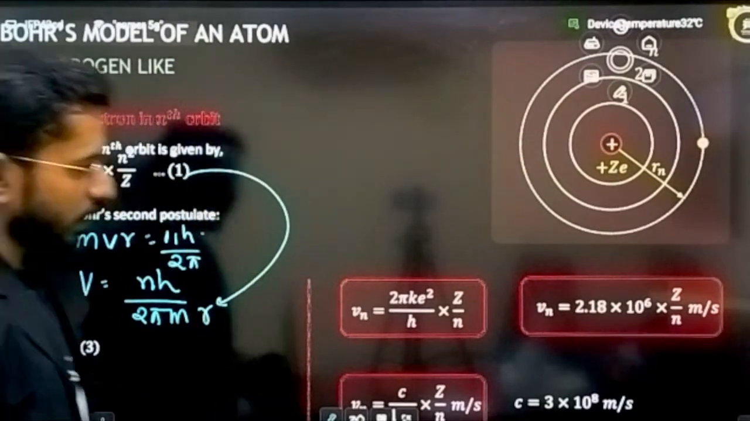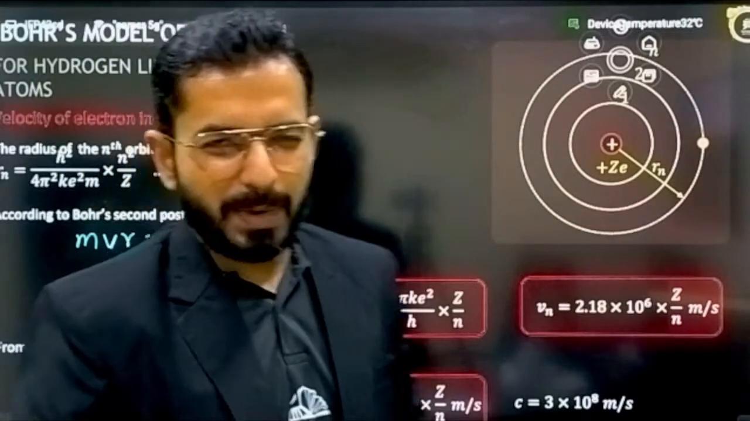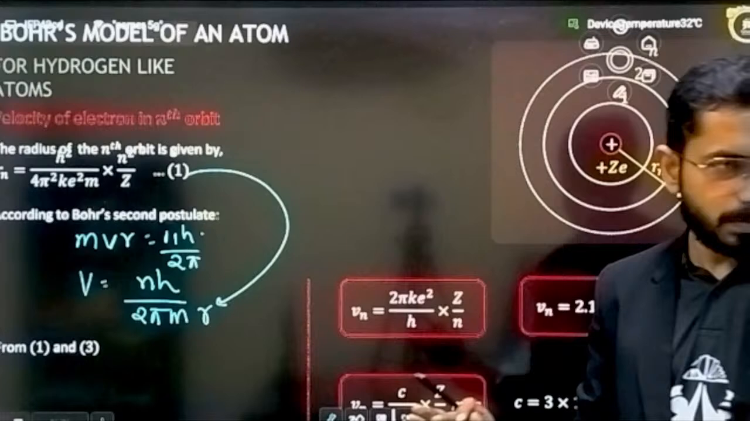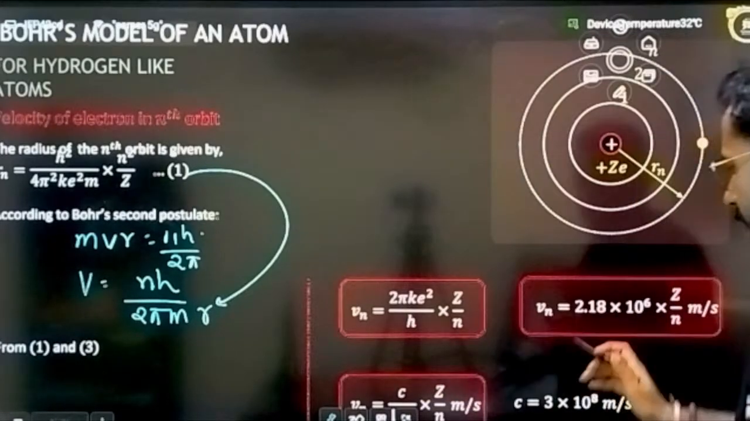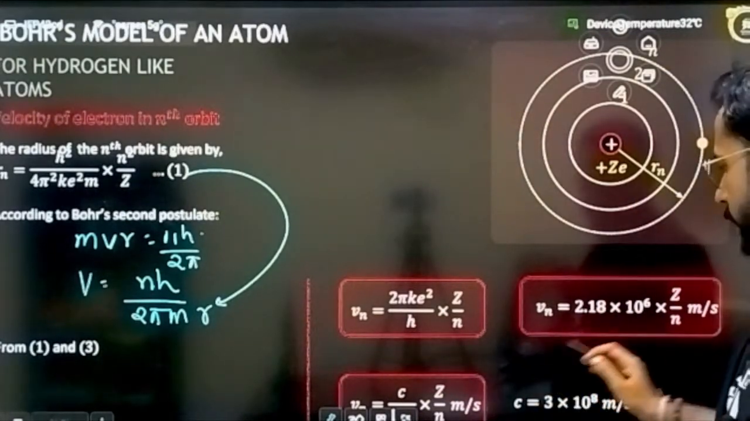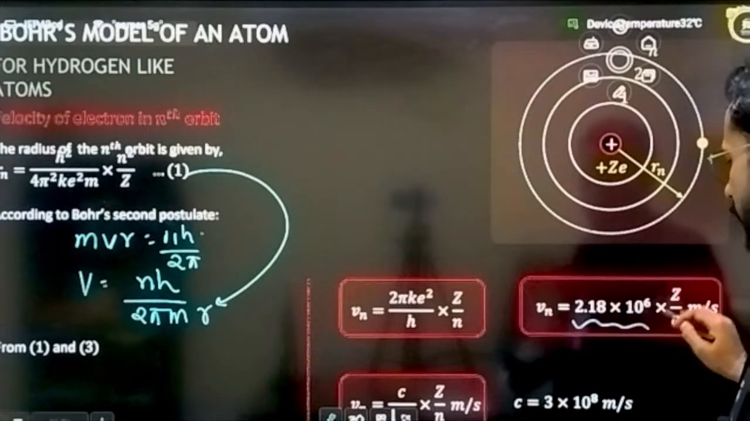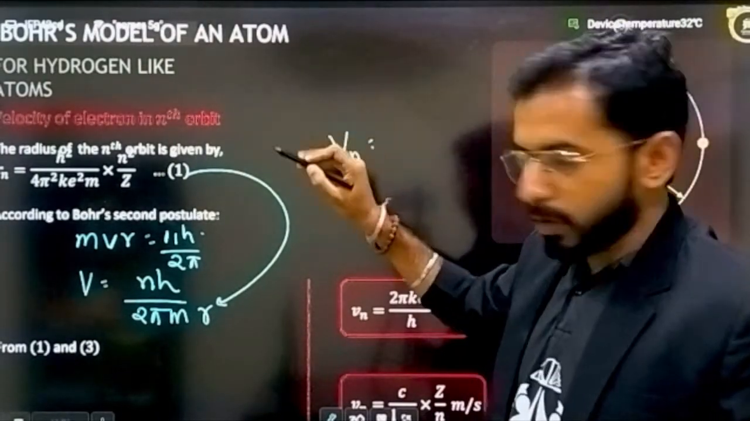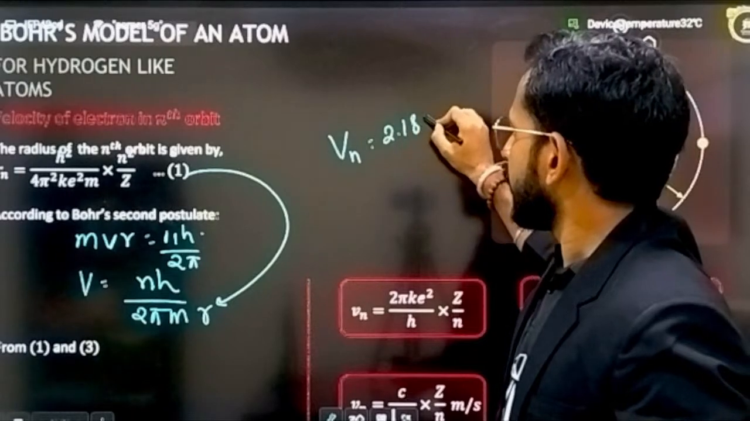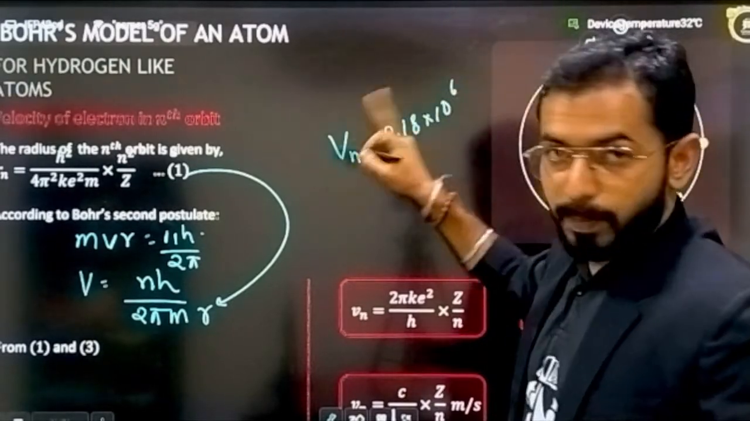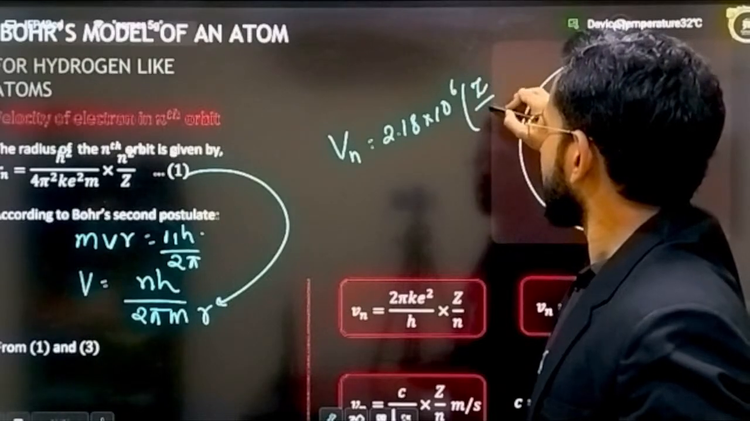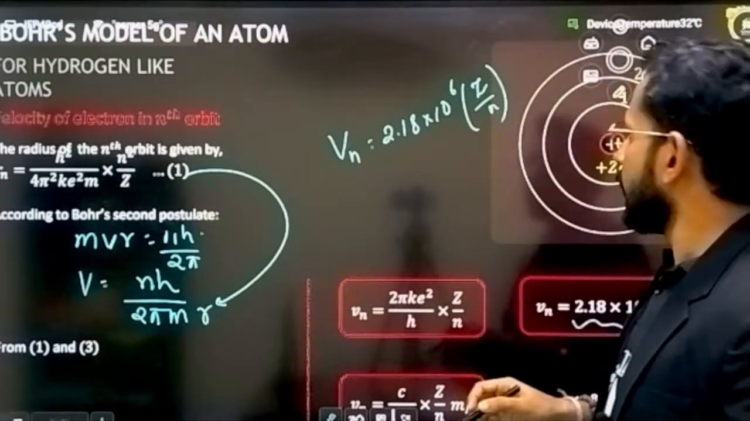Put in the radius, and again you will have an extremely bad calculation. The results will look somewhat like this. If you want to remember this, it is up to you, but after solving, the result is very important. The result is 2.18 into 10 power 6. The velocity in the nth orbit of the electron is equal to 2.18 into 10 power 6 in magnitude, and then it will be Z by n.